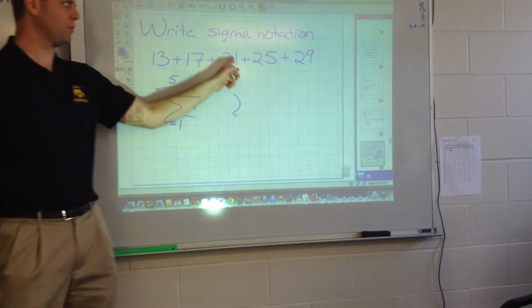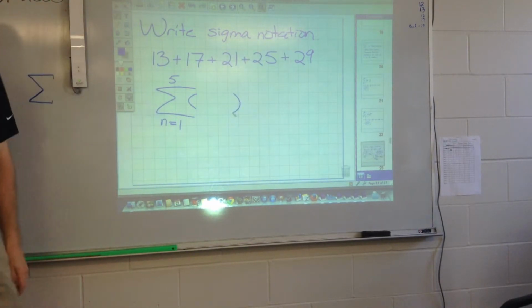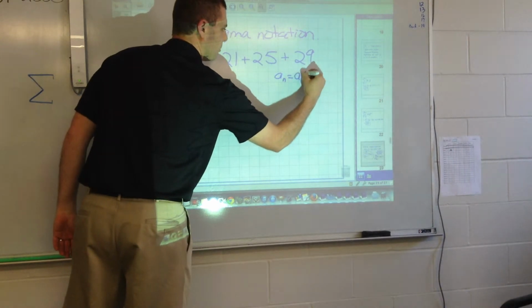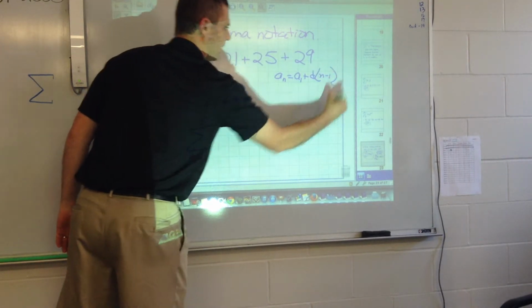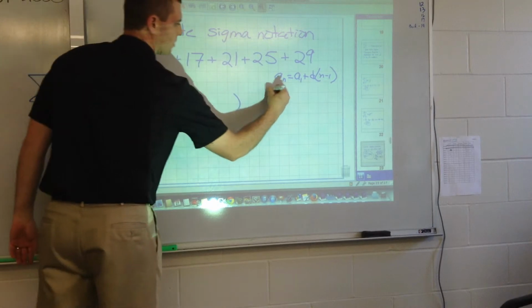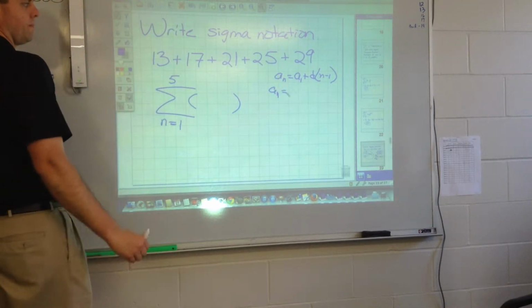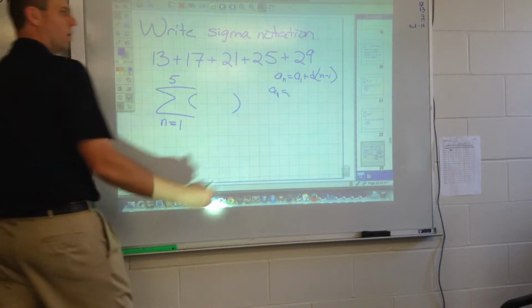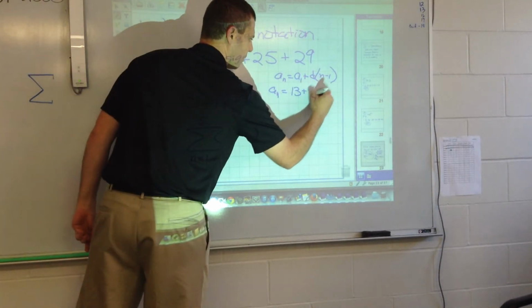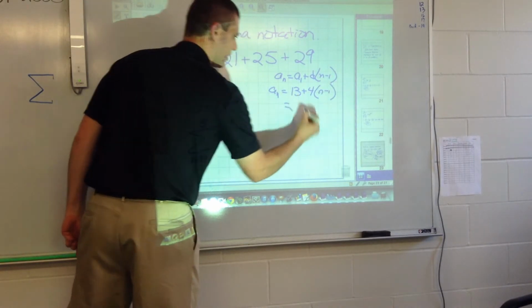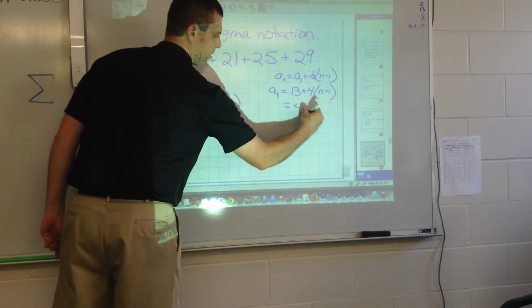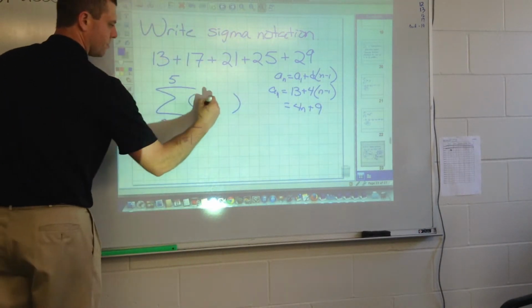Well, what type of sequence of numbers is this? Arithmetic. So can't we write the rule? Yeah. So a sub n equals a sub 1 plus d times n minus 1, right? So a sub n equals first term, 13, common difference, 4. So 13 plus 4 times n minus 1, and you simplify that, you get 4n plus 9. There's your rule.